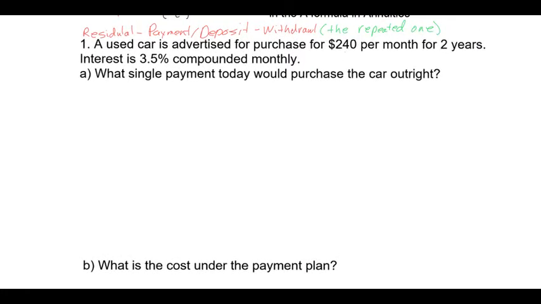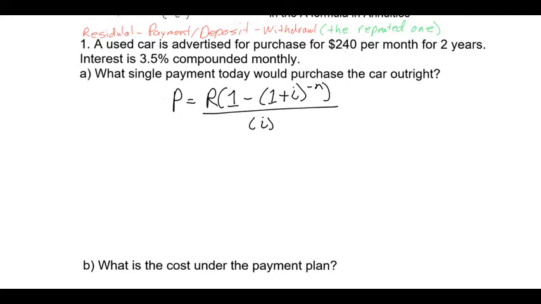Now let's go on to our next problem. It says here, a used car is advertised for purchase for $240 a month for approximately 2 years. The interest is 3.5% compounded monthly. The first question asks what single payment today would allow us to purchase the car outright. So when we're looking for that, we're actually looking for the present value. So we start with P is equal to R, 1 minus 1 plus I to the negative n, all divided by I.